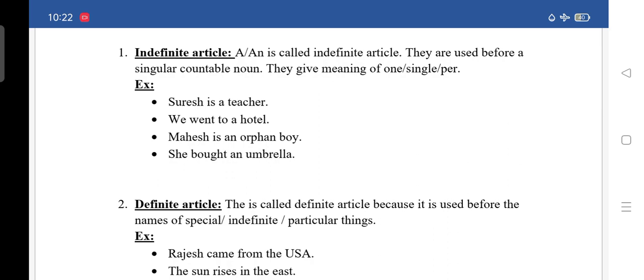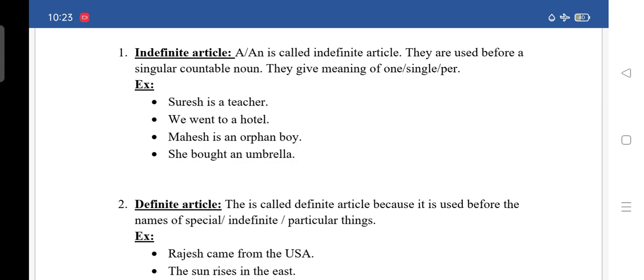So see the examples here. Suresh is a teacher. Here Suresh is a teacher. Teacher is singular. Yes or no? So here we are writing a. We went to a hotel. I'm not talking about hotels. I'm talking about a hotel. Hotel is also a singular one. So we went to a hotel. Next, Mahesh is an orphan boy. What is Mahesh? He is an orphan boy. Why am I using an here? Because this word orphan is starting with a vowel letter.